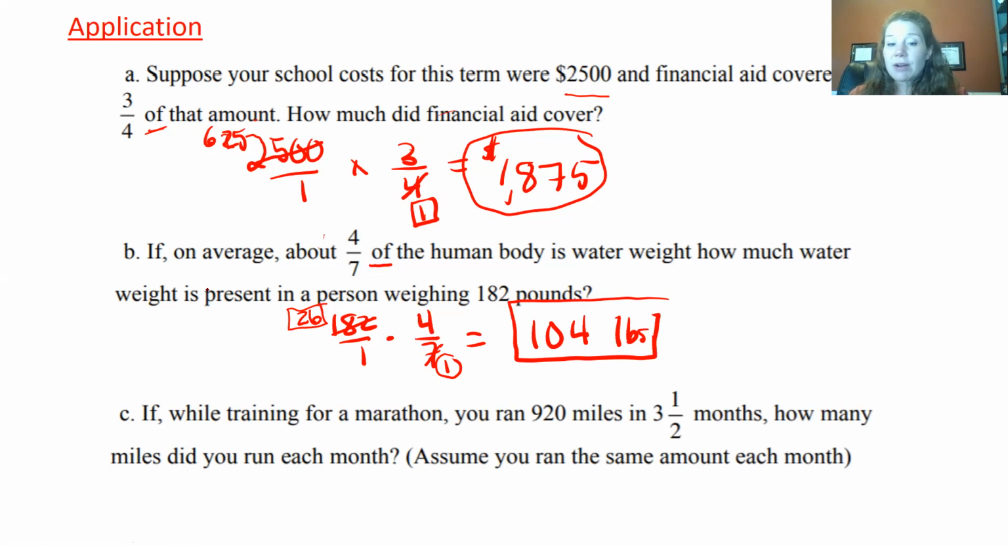If, while training for a marathon, you ran 920 miles in 3.5 months, how many miles did you run each month? Assume you ran the same amount each month.